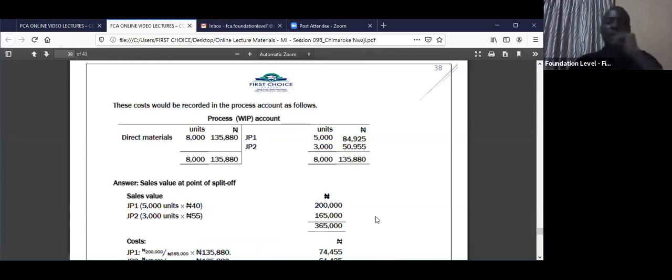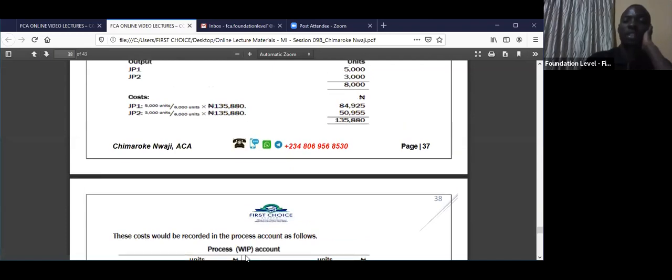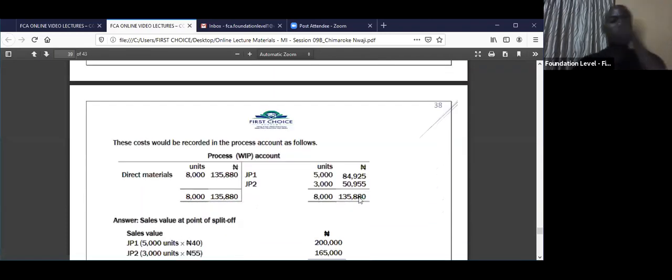Now, this would have been recorded in the process account as follows. Direct material, 8,000 units. Look at the whole cost here, because we are not told how much is direct material alone and how much is conversion. You see that there is no conversion shown here. You can as well write direct material and conversion. You put 8,000 units and this figure. Now JP1 has its own figure, and JP2 has its own figure. So that is how it's going to look.